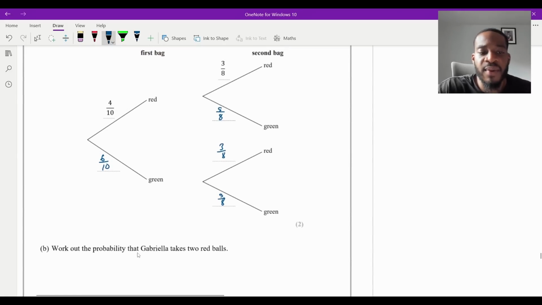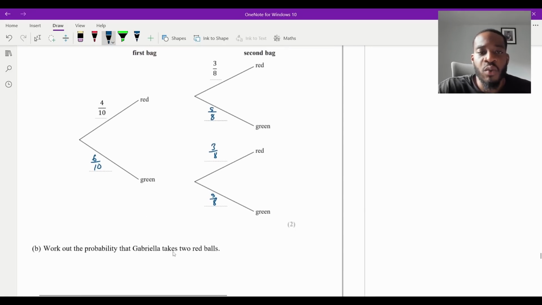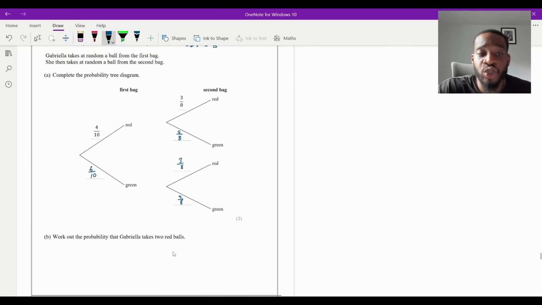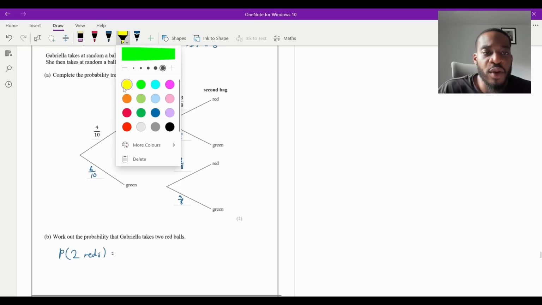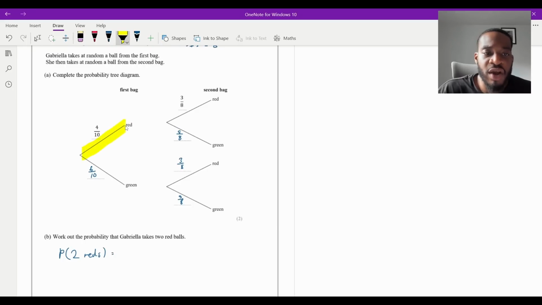Part B says work out the probability that Gabriella takes 2 red balls. Well, when you're dealing with probability trees, you just look along the trees. If I'm going to write P for probability, 2 reds, right? That means if I look at my diagram, I'm just going along the red branches. So red is there and then red is there. And then what you do is with these probabilities, you just literally times them together. So therefore, the probability of you getting 2 reds is going to be 4 over 10 multiplied by 3 over 8.